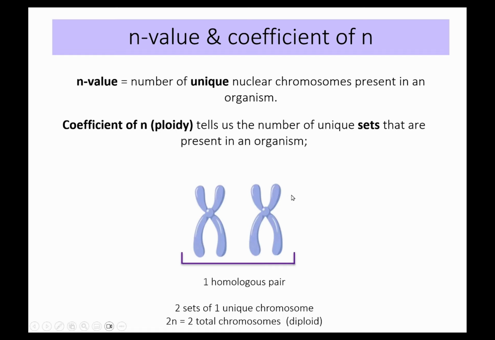This is one homologous pair. The sizes are the same, right? One homologous pair. This means there are 2 sets of one unique chromosome. The unique chromosome is right there. This is not unique. So you have one copy from mom and one copy from dad of chromosome 1, for example. Those are not considered unique.